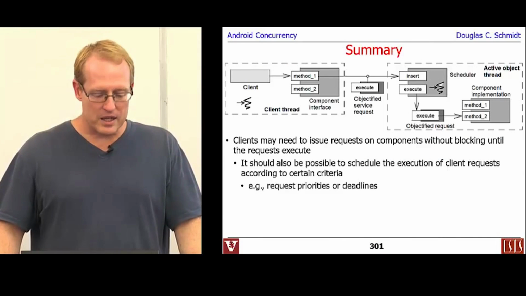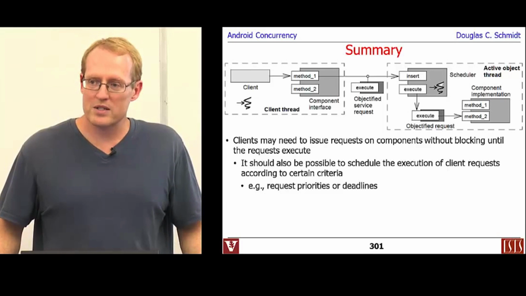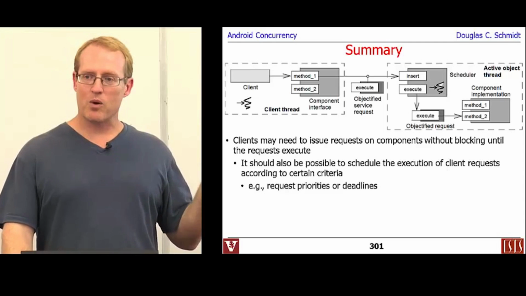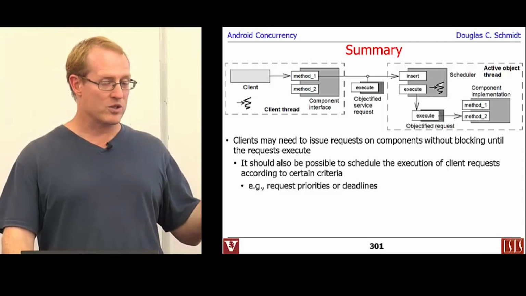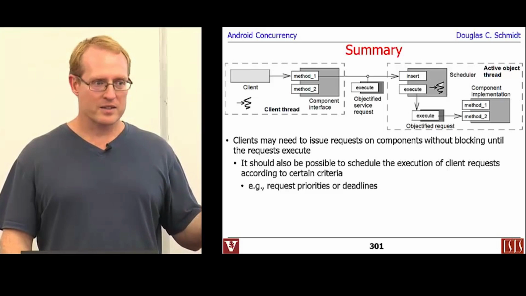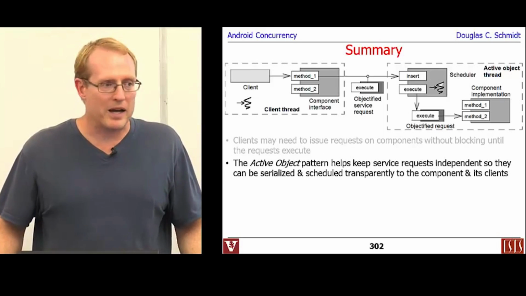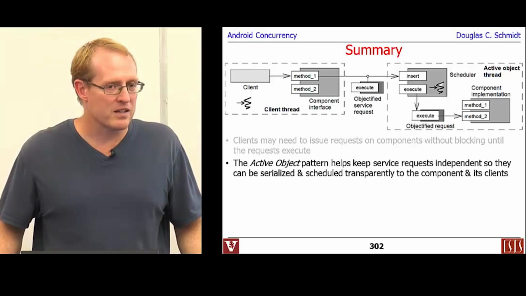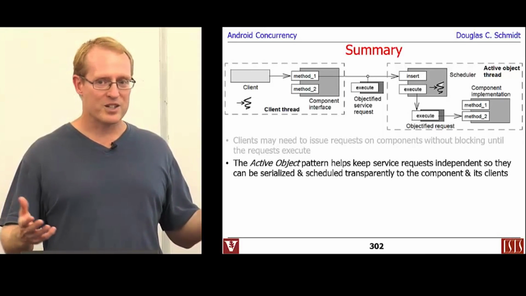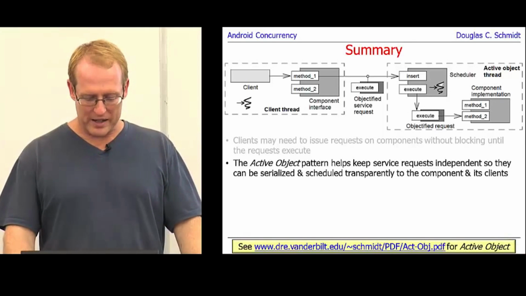So to summarize, clients may sometimes need to issue service requests that need to run in other threads of control. In that case, we may want to schedule the operations, the requests to run, based on various criteria, such as time, priority, or deadlines. The active object pattern coordinates all this stuff and makes it easier to program, so it looks more like a regular programming object. It just happens to run concurrently. And you can read more about it here.